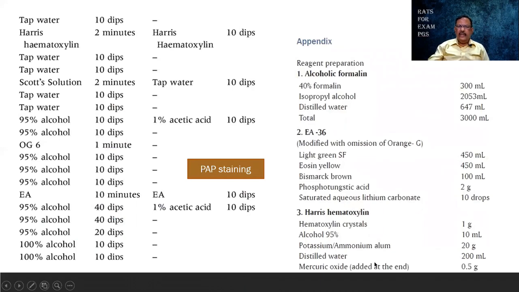This is again a prototype or the procedure for the PAP stain, and the examiners are asking, what is EA36? What is the role of Bismarck Brown? What is hematoxylin? Can you use anything else? After all, we have got only about 6 or 7 exercises. Who prevents us from reading these things thoroughly? It is a fundamental mistake of the student.